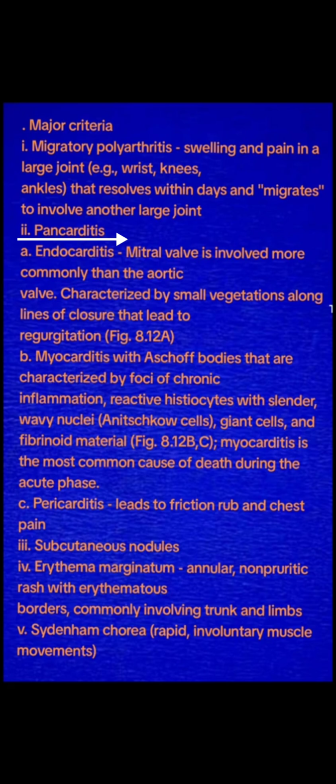Pancarditis. Pancarditis involves endocarditis, myocarditis, and pericarditis. Endocarditis. In endocarditis, the mitral valve is involved more commonly than the aortic valve, characterized by small vegetations along the line of closure that lead to regurgitation.